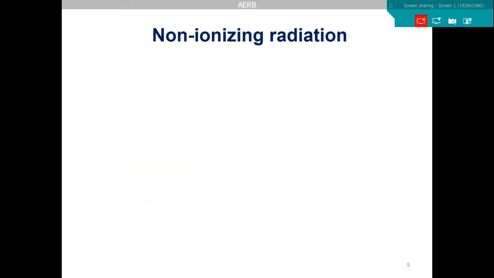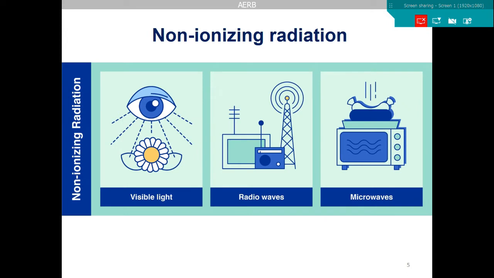There are two types of radiation that we hear about. One is non-ionizing radiation, like visible light, radio waves, the waves that help us communicate through our mobile phones, microwaves. These are all non-ionizing radiations because they don't carry enough energy to cause ionization. As you know, ionization is a process of removing an electron from an atom. They don't carry enough energy to do that.